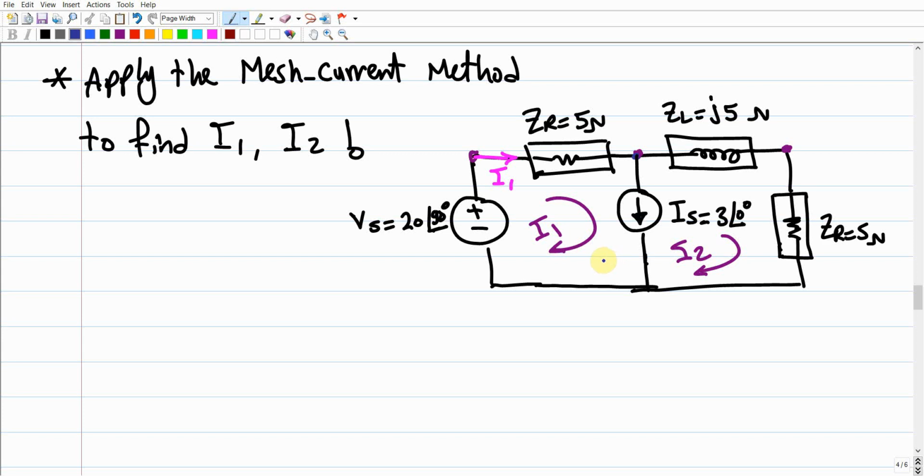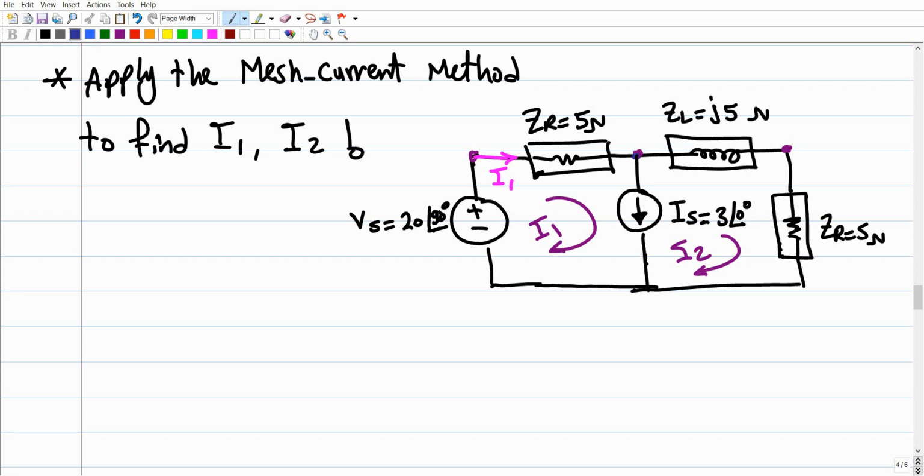Another thing you should count is how many equations we need. We need two equations, because we have two missing mesh currents. I1, we have no clue how much it is. I2, we have no clue how much it is. So that's why we need two equations. How can we find these two equations? This is what we need to do. Make sense?